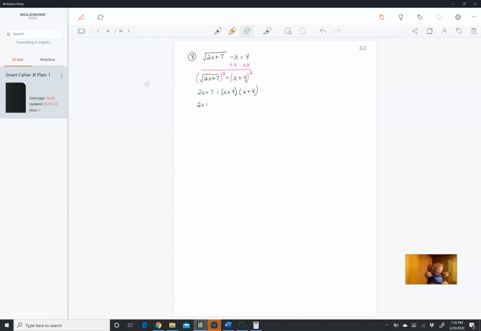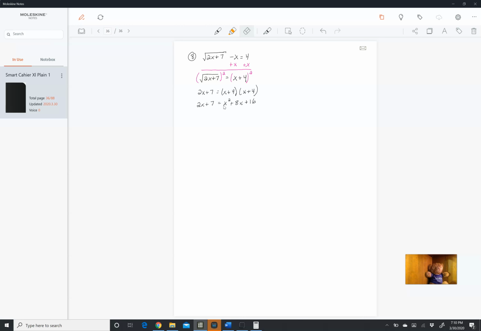Which means 2x plus 7 is equal to x squared plus 8x, because we have a plus 4x plus 16. We have an x squared here. So notice this is why I like doing it as x plus 4 times x plus 4 instead of 4 plus x times 4 plus x. If you did 4 plus x times 4 plus x, this would be written in a different order. It would be 16 plus 8x plus x squared. The x squared wouldn't come first. So I like doing it this way so that the x squared comes first. So we have an x squared. That means that this is quadratic.